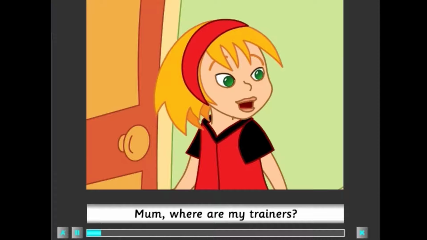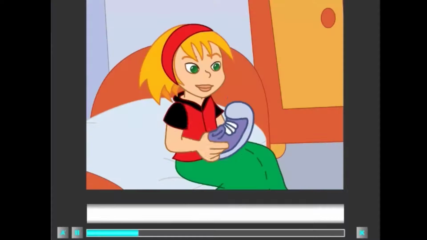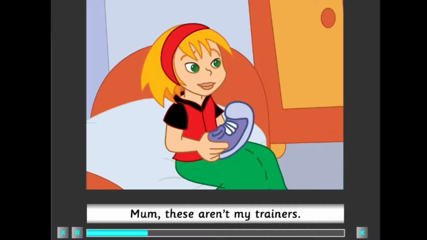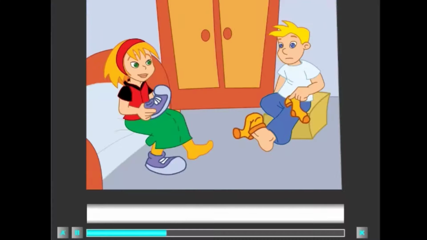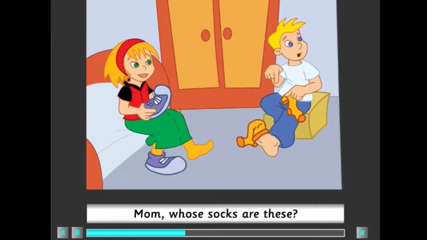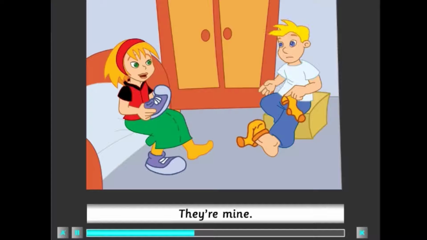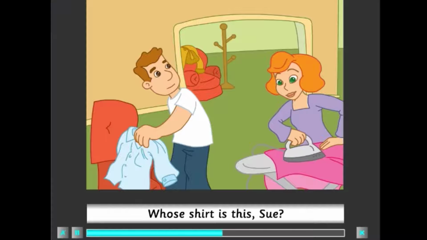Mom, where are my trainers? They're in the bedroom, in the box, next to the bookcase. Mom, these aren't my trainers, they're Tony's. Mom, whose socks are these? They're mine. Whose shirt is this, Sue? It's yours, Bill.